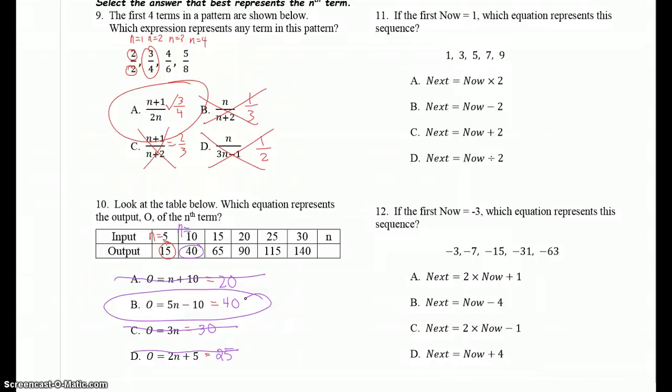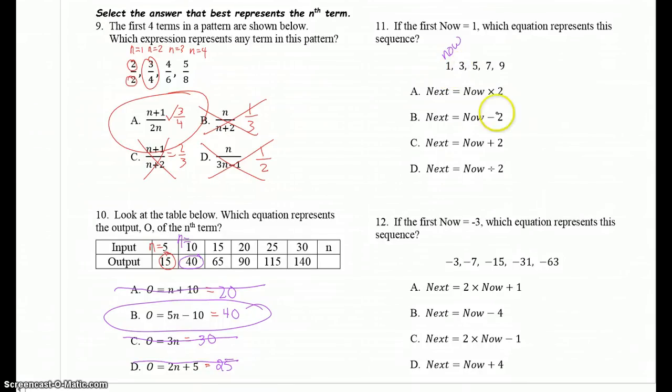Number 11. If the first now equals 1, so this is now, which equation represents this sequence? Okay, so if this is now, the 3 is next. So we're plugging in 1 for all of the nows. So 1 times 2 is 2. 1 minus 2 is negative 1. 1 plus 2 is 3. 1 divided by 2 is 1/2. So if we plug in 1 for now, 3 should be next. C is our answer. 2 does not work, negative 1 does not work, and 1/2 does not work.